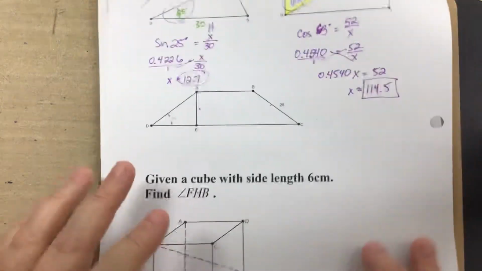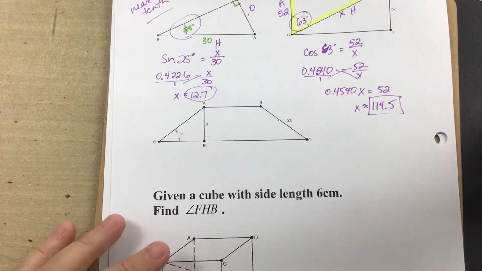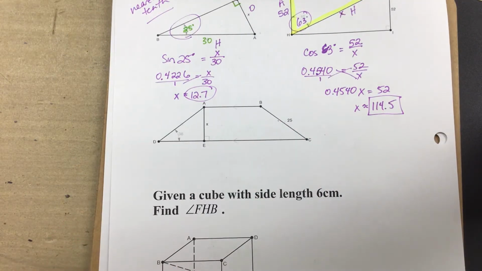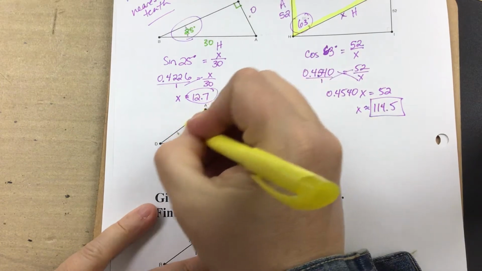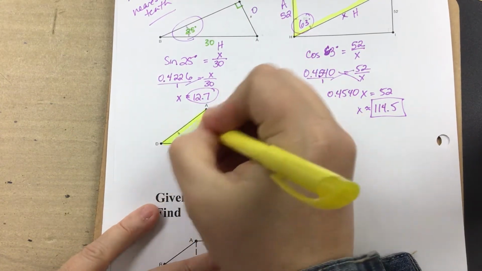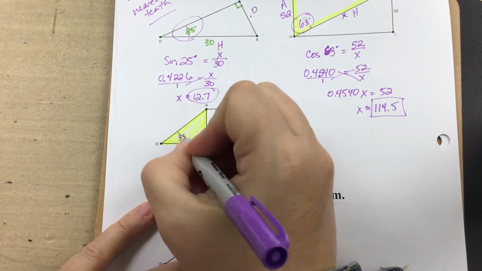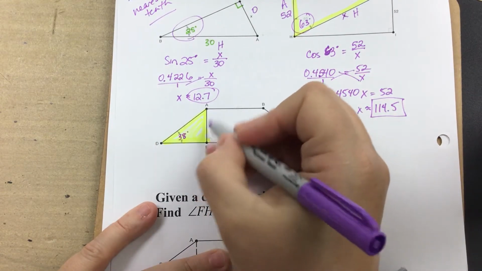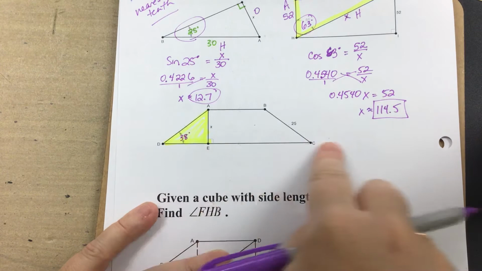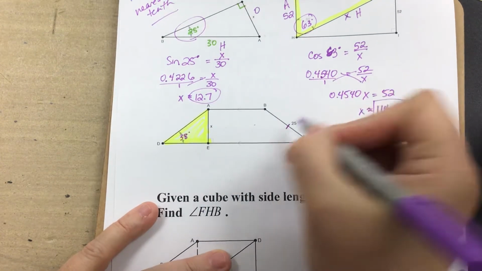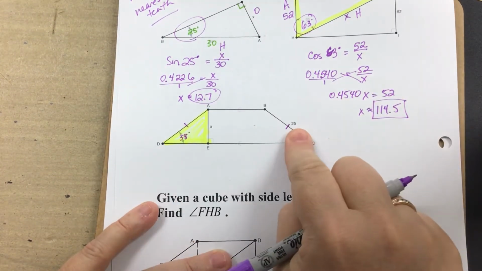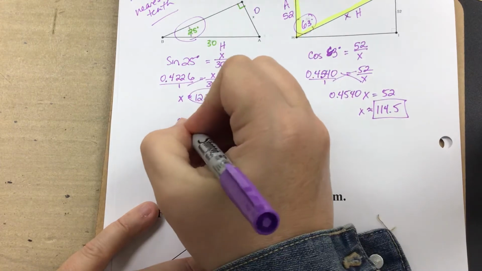Okay, in my last one of this type, again, we are finding X. So what I would recommend doing is focusing on this highlighted right triangle here. So this angle here is 38. This is X. And since it's an isosceles trapezoid, you have really faint tick marks here and here. So if this side is 25, so is this one.